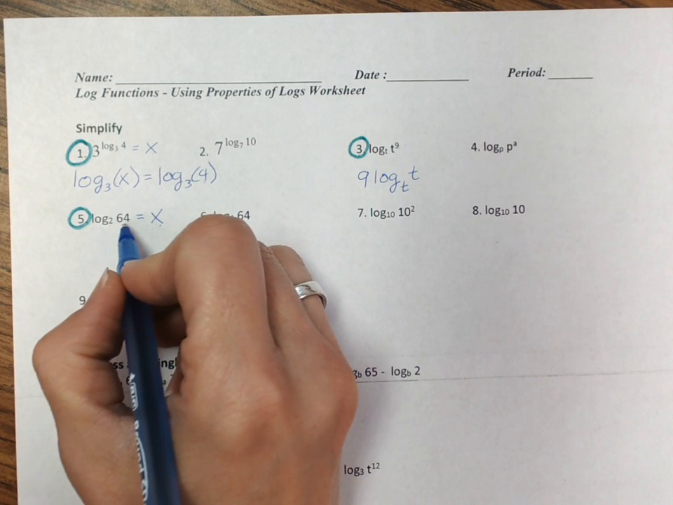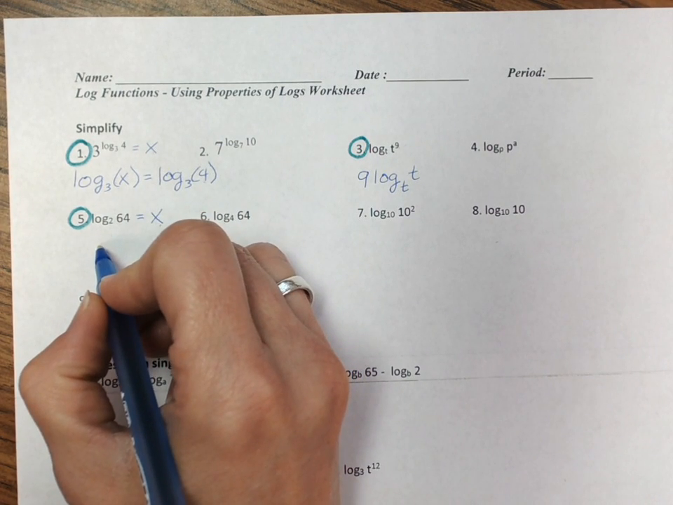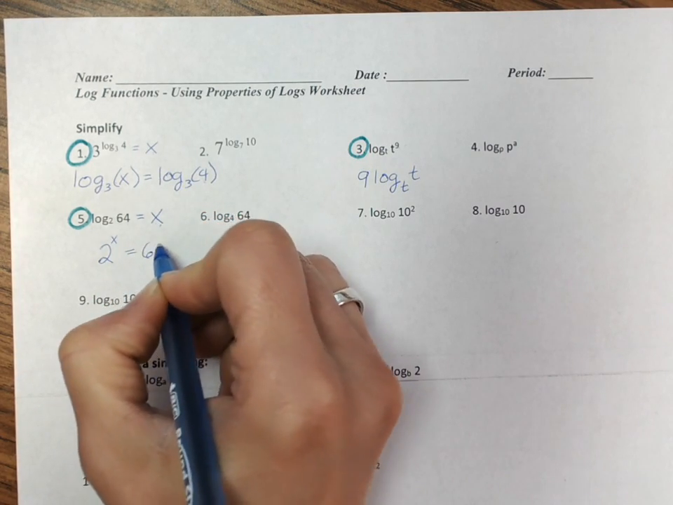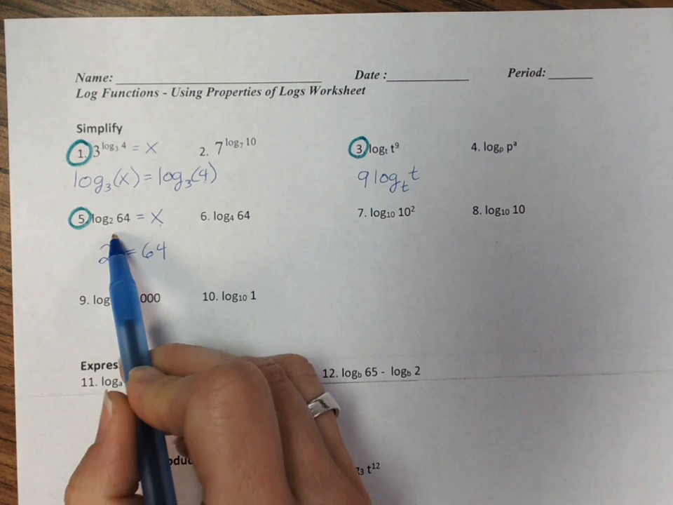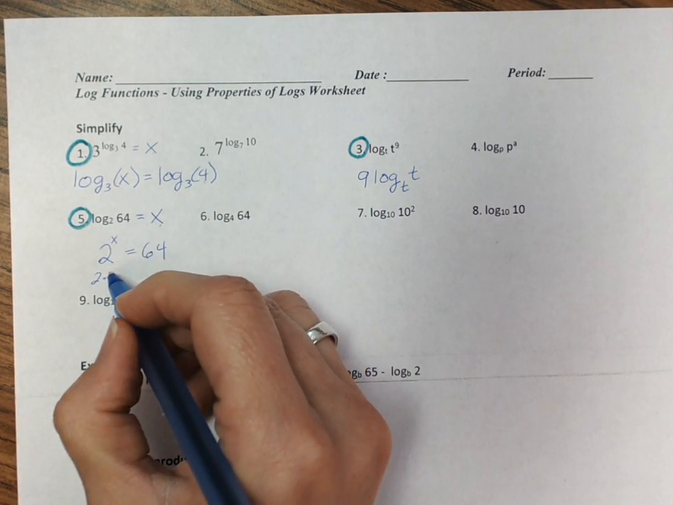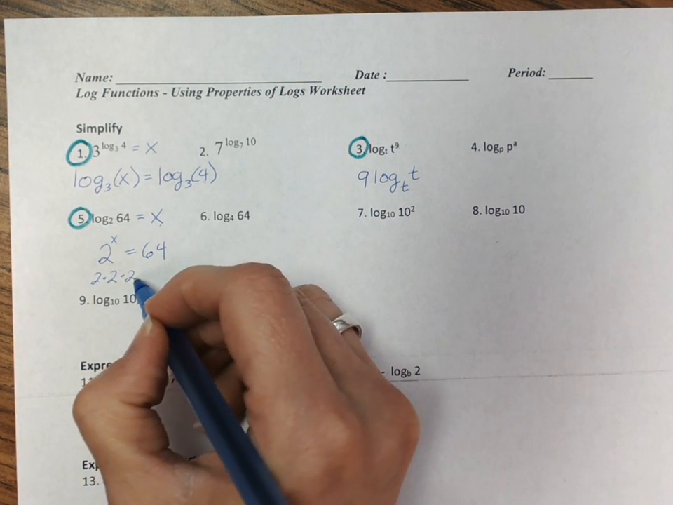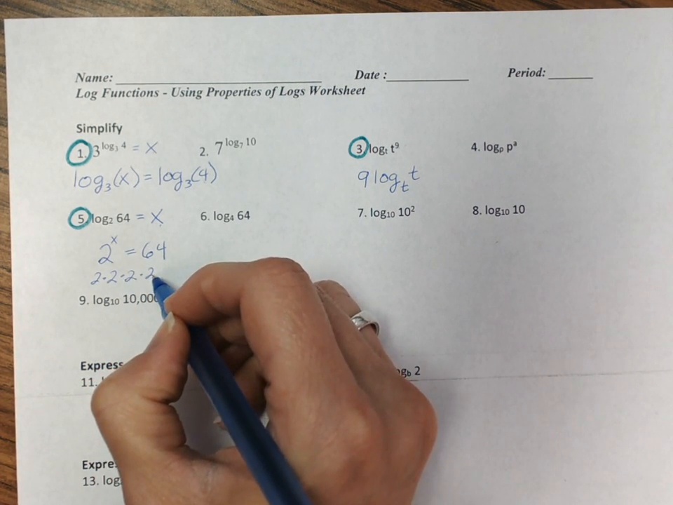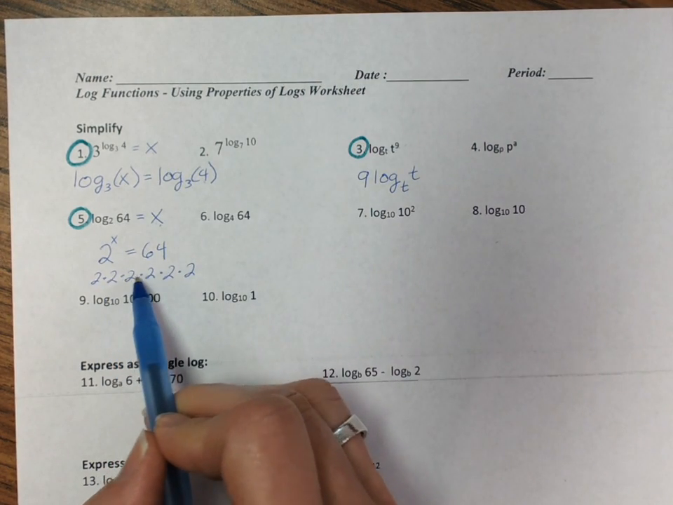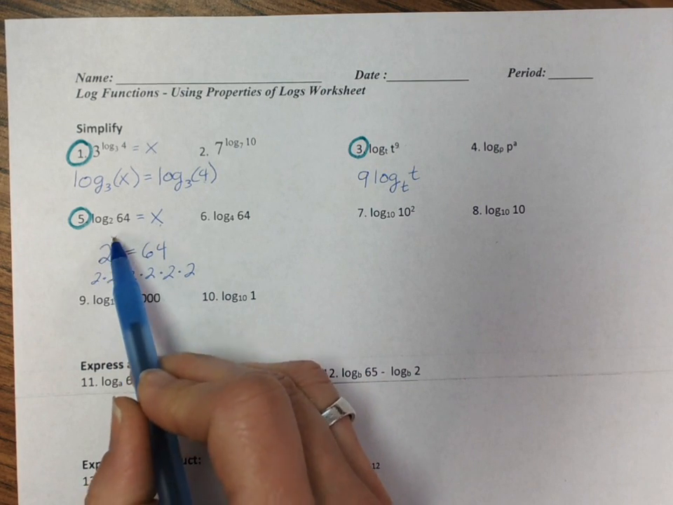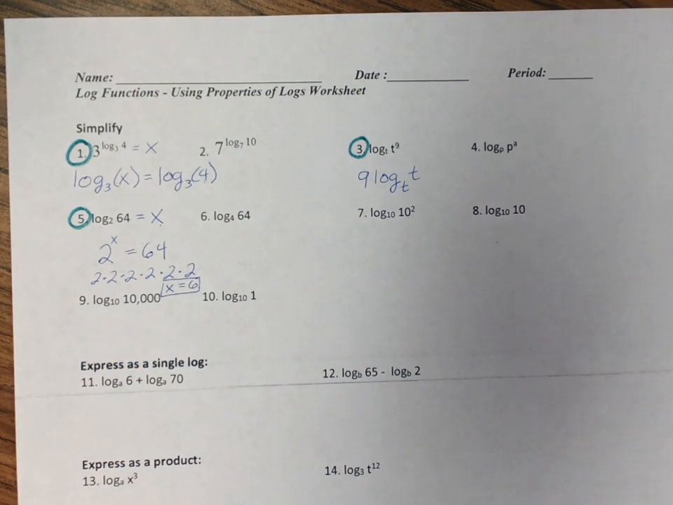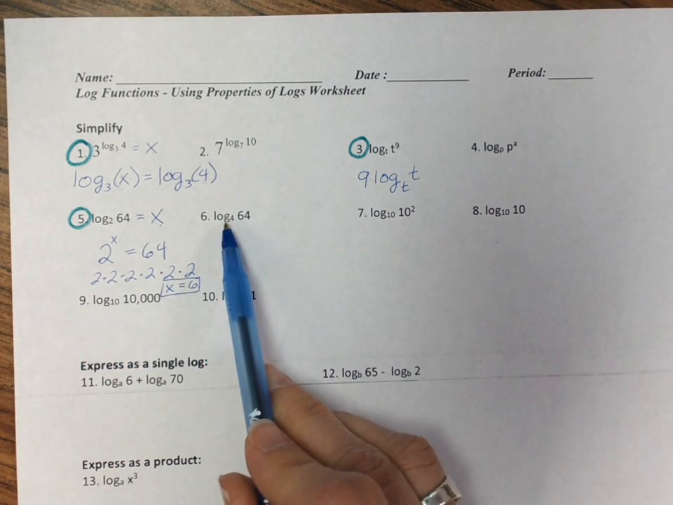I want you to really understand what's going on. So if I change this from log to exponential form, the base is 2, so that would be 2 to the x power equals 64. If you want to use the calculator on this part, you can. I'm just going to ask, how many 2's do I have to multiply together? 2 times 2 is 4, times 2 is 8, times 2 is 16, times 2 is 32, times 2 is 64. So that's 1, 2, 3, 4, 5, 6 2's. So it's 2 to the 6th, and in this problem, x is equal to 6. You're going to do that on all of these.